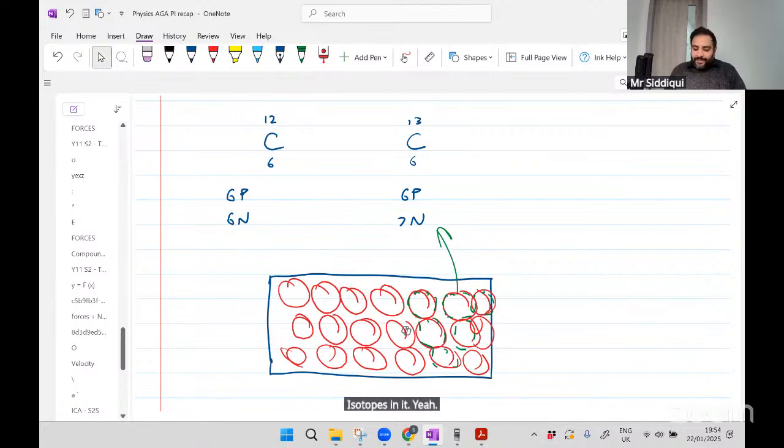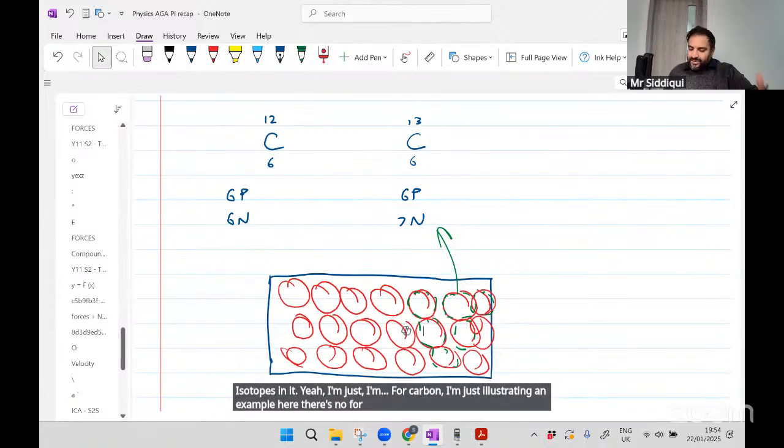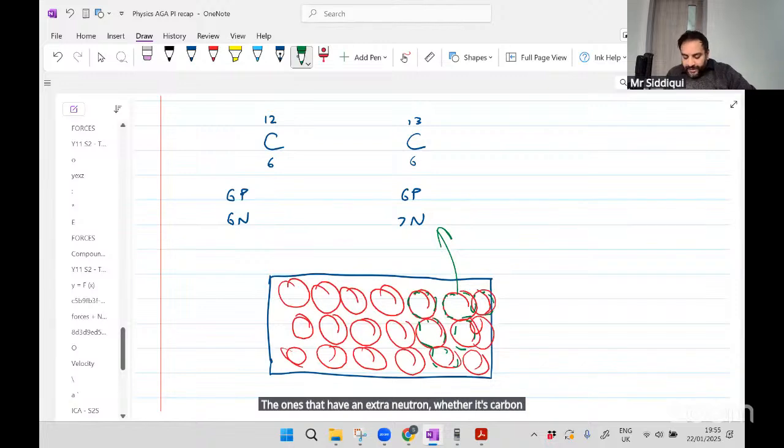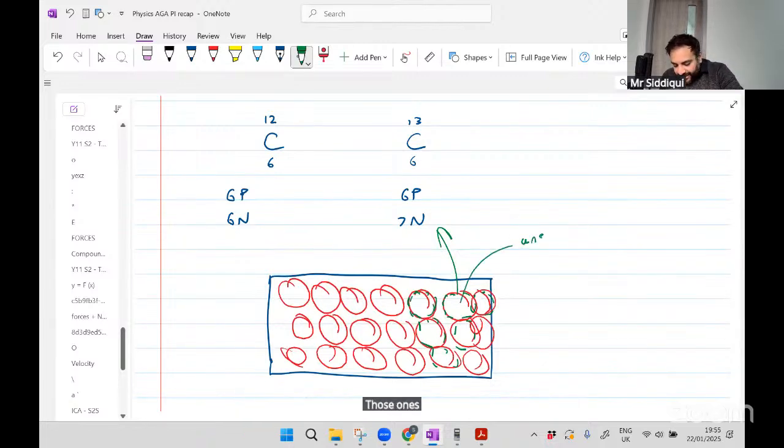I'm just illustrating an example here with carbon, to show you what happens when the numbers are different. Yes, carbon can have a 14 on the top as well, so it could have 2 extra neutrons. Just illustrating a point. So the ones that have an extra neutron, whether it's carbon 13 or 14, whatever, those ones can be unstable.